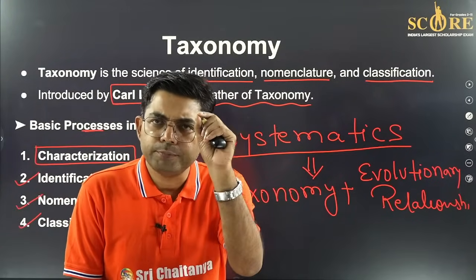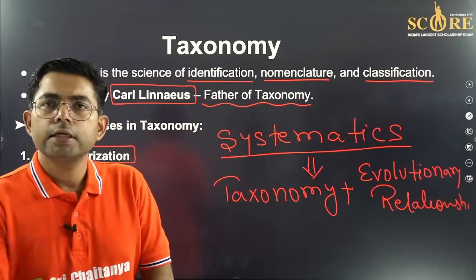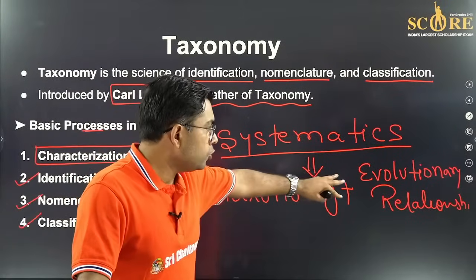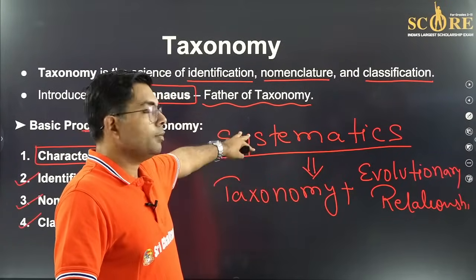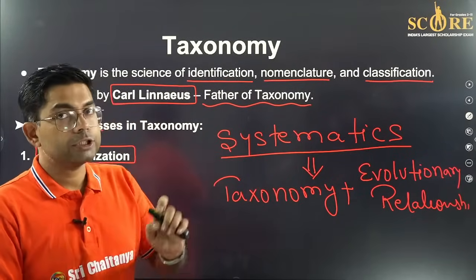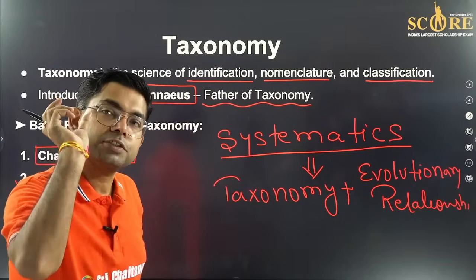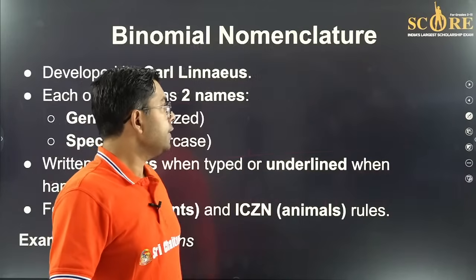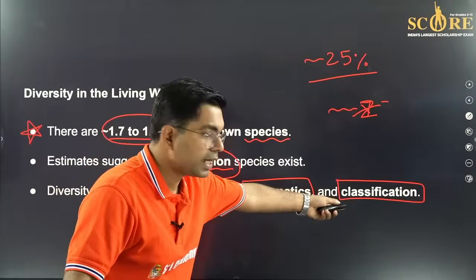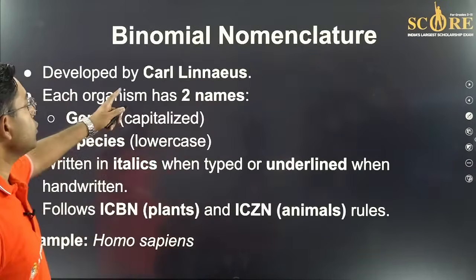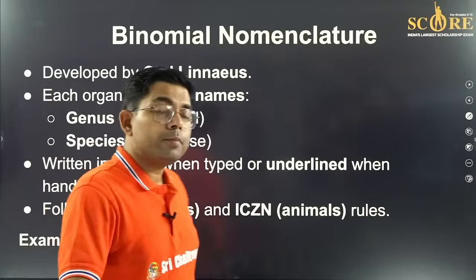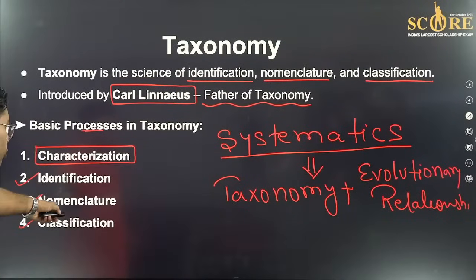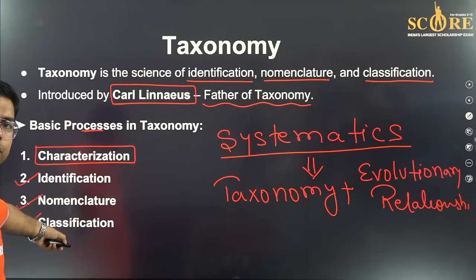So what is the difference between taxonomy and systematics? We can simply say that if we add evolutionary relationship to taxonomy, it becomes systematics. Clear? So relationship is very important. Whenever the term systematics comes, keep in mind it is about evolutionary relationship. Then comes classification, the third term. For that, nomenclature is important. Nomenclature is also a part of taxonomy. Let's see nomenclature first, after that we will do classification.